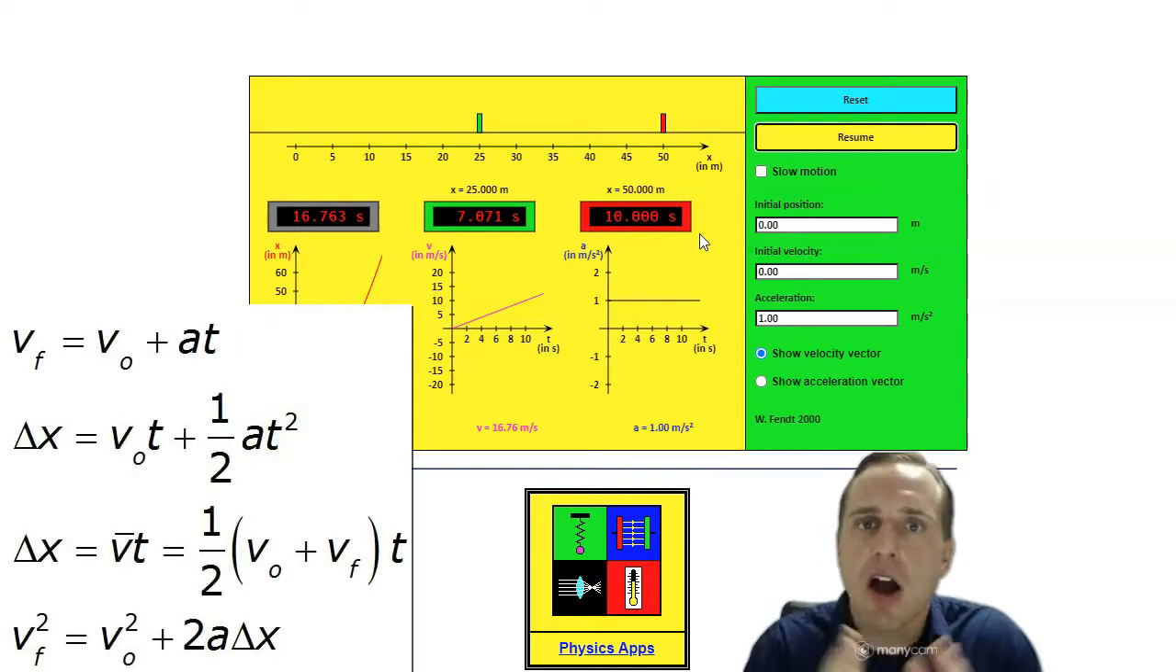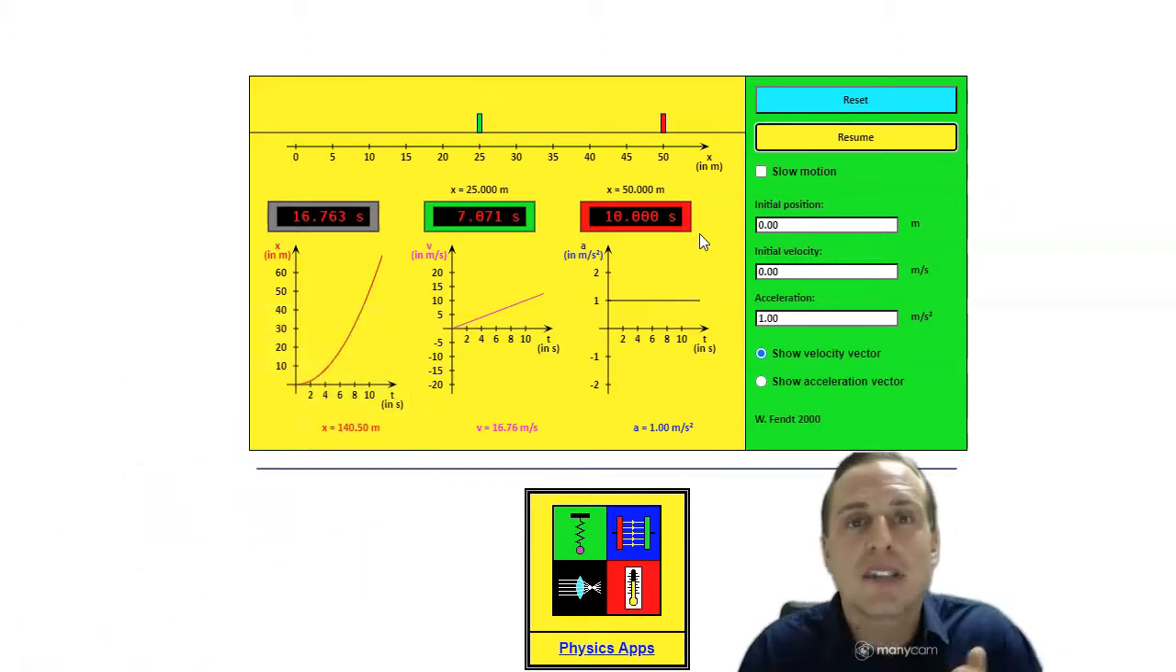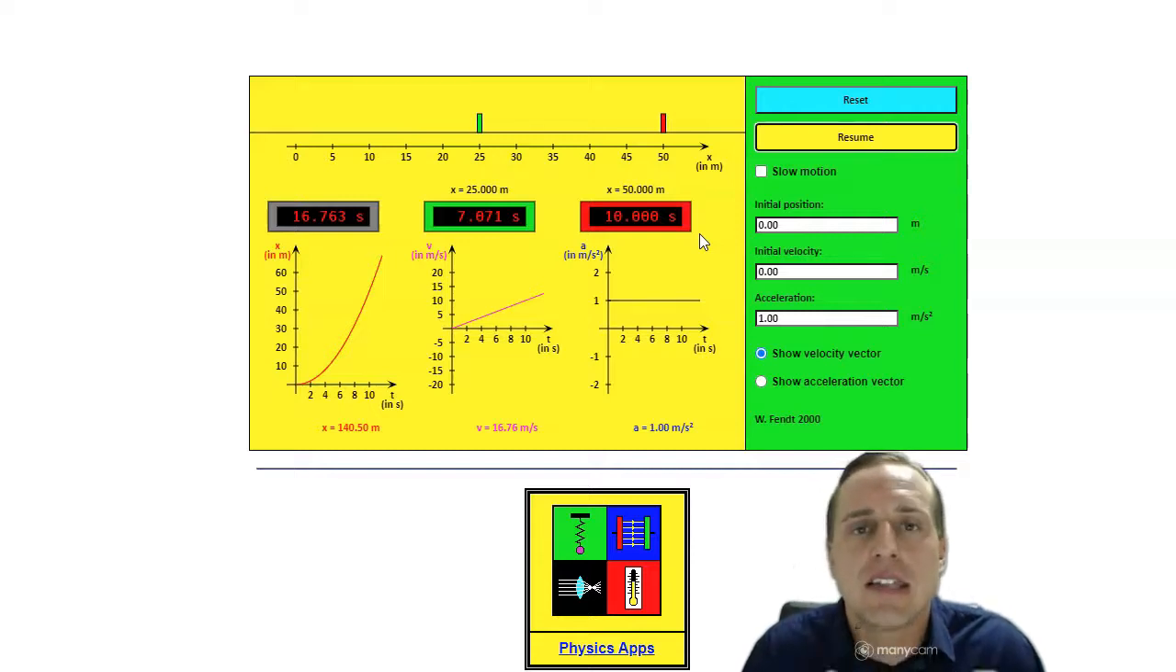Now, by the way, if you're not familiar with those kinematic equations, don't worry about that. I will be covering that in later videos. But just to give you a sense of, that's not necessarily obvious when the acceleration is not 0.